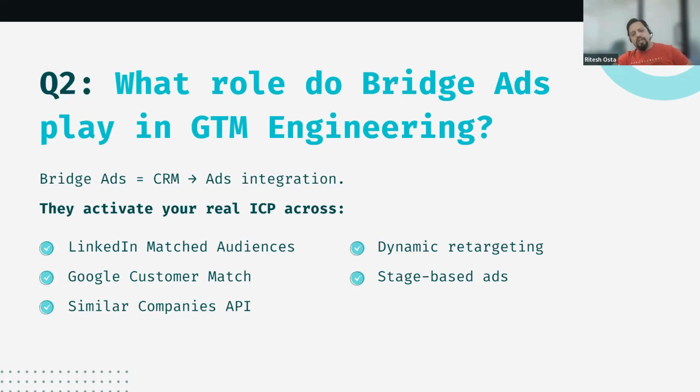How technically is it going to be done? You build your ICPs, you create matched audiences, you can create Google Customer Match, similar companies API, dynamic retargeting, stage-based ads. There are different ways of doing that. The idea is that you have your own data points, your own accounts, leads. You map it with, say, LinkedIn and Meta, and then run ads only specific to those people. And those people are already in your pipeline, in many ways. So that is becoming more and more the norm.